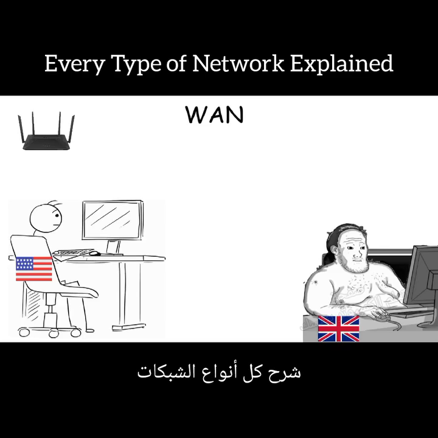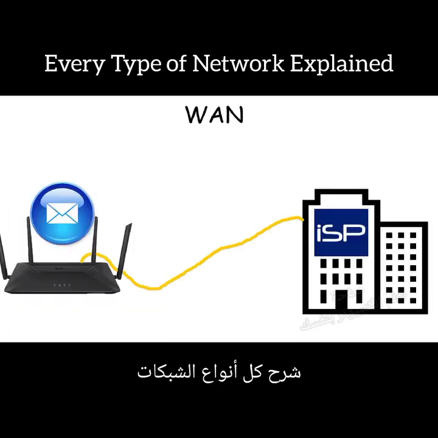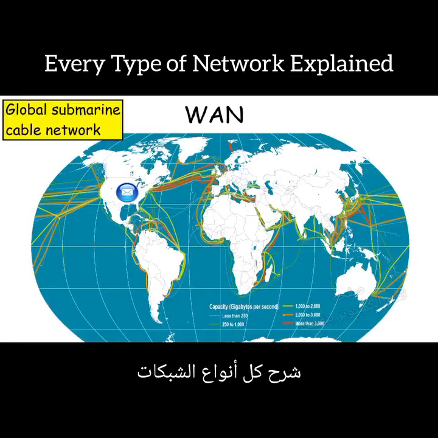For instance, suppose we want to send an email from the US to a friend in the UK using Wi-Fi. That's a WLAN. And then that email message gets directed from the router in my house to the internet service provider company through the Ethernet cable. That's the MAN. And then that ISP will direct the email to my friend in the UK through the undersea cable called the Global Submarine Cable Network, which actually connects to a lot of countries on Earth. And that is the WAN.